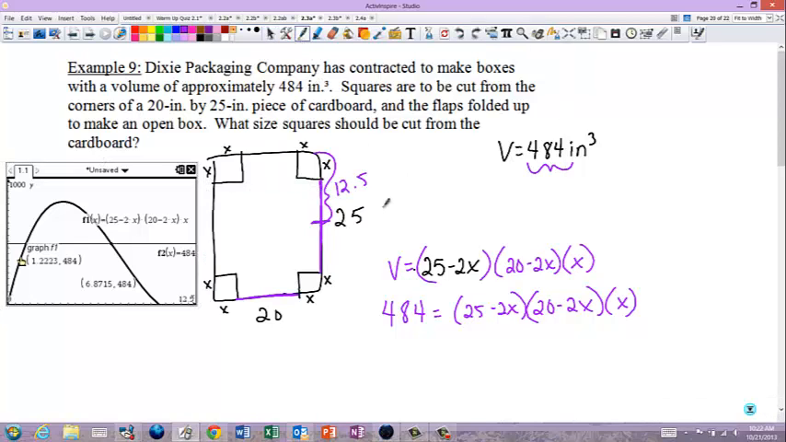What size squares should be cut from the cardboard? Well, it looks like I could have squares of 1.222 inches, or I could have 6.872. Now, why do I have two different answers?